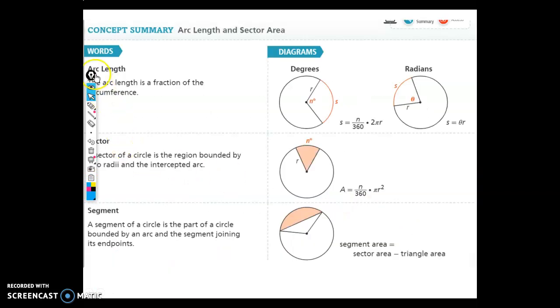All right, so this is a very important slide here. It summarizes the 3 things that we've talked about: arc length and the 2 ways to figure it out, degrees and radians, and then the sectors, which are the area of part of the circle, and the segments, which is an area of part of the sector, essentially. And then all the formulas. So this is a very, very important slide in case you ever get lost or get confused with the terminology.